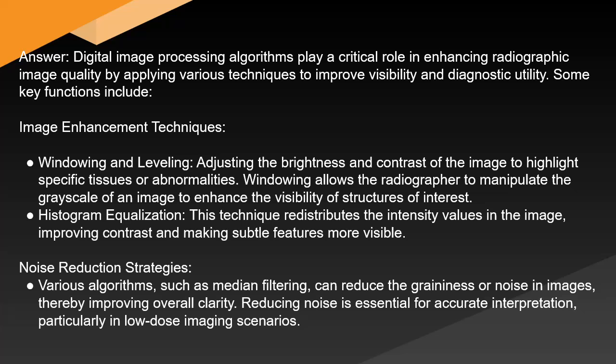Windowing allows the radiographer to manipulate the grayscale of an image to enhance the visibility of structures of interest. Histogram equalization. This technique redistributes the intensity values in the image, improving contrast and making subtle features more visible. Noise reduction strategies. Various algorithms, such as median filtering, can reduce the graininess or noise in images, thereby improving overall clarity. Reducing noise is essential for accurate interpretation, particularly in low-dose imaging scenarios.